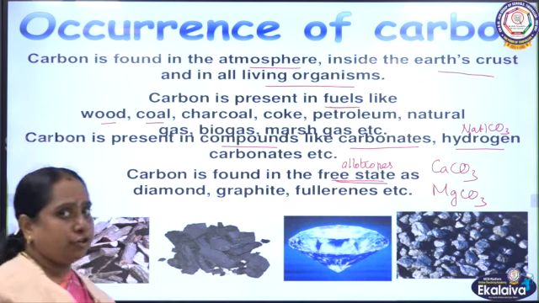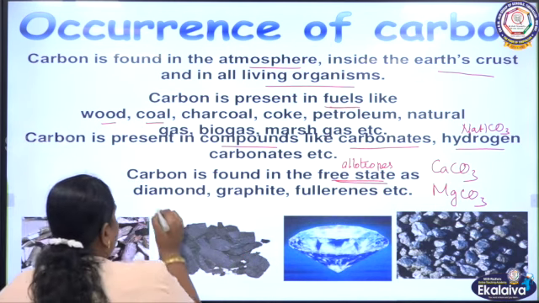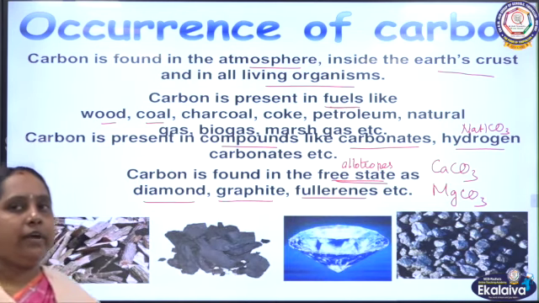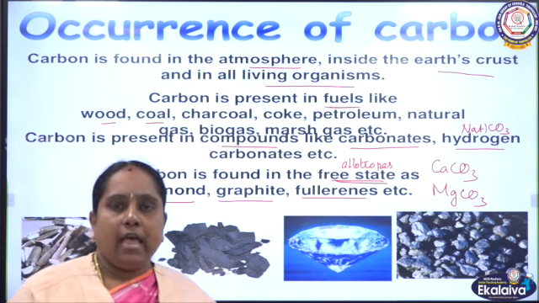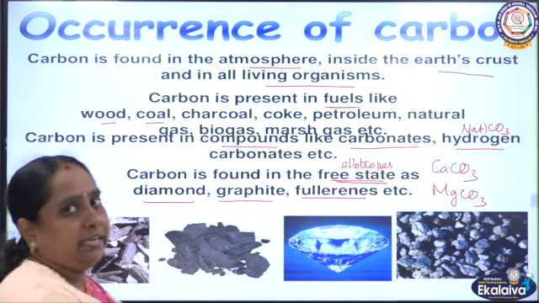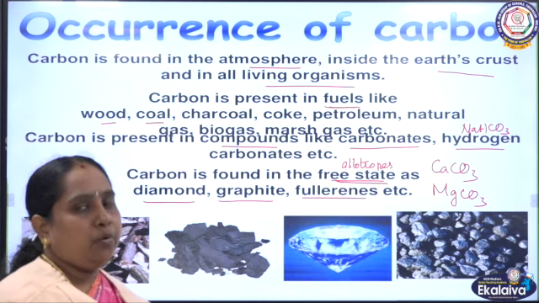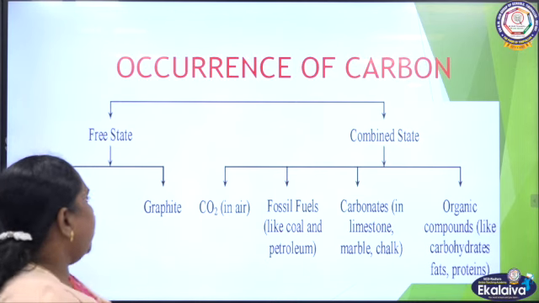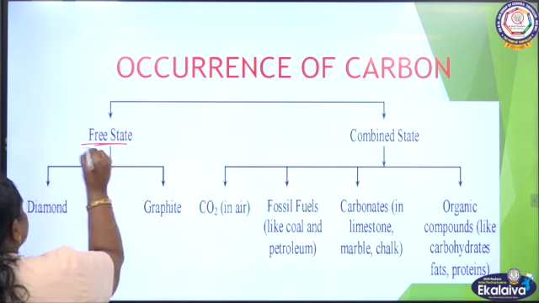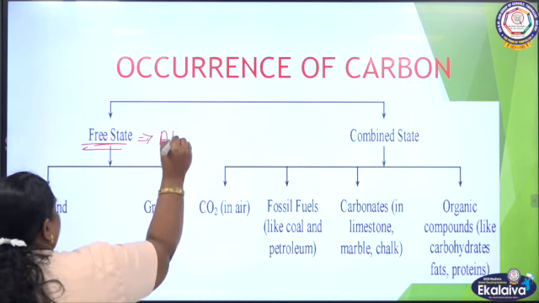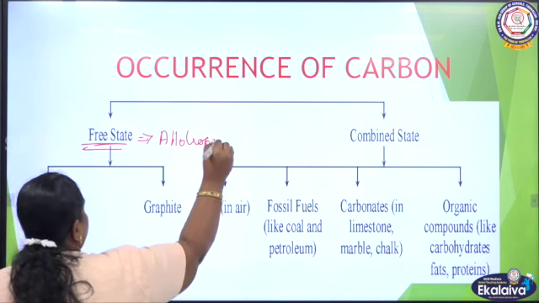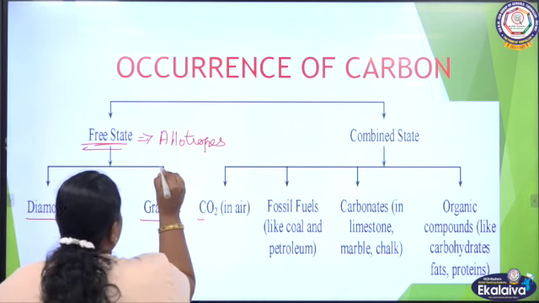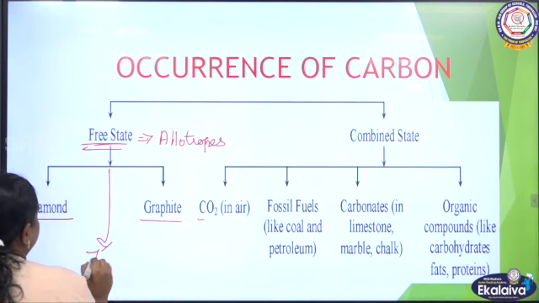So there are three main known allotropes of carbon. They are diamond, graphite and fullerene. So in the earth's crust, carbon is available in the form of allotropes as diamond, graphite and Buckminster fullerene. I'll tell you why it is called Buckminster fullerene later. Now, carbon is available in the free state as what? Allotropes, we said. And the three main allotropes of carbon are diamond, graphite and then one more allotrope is fullerene.